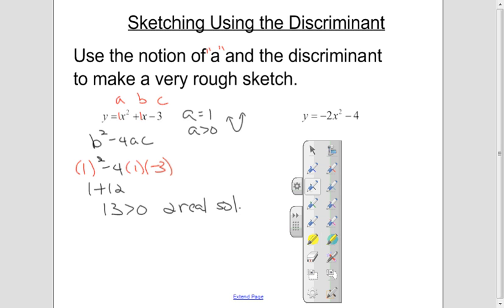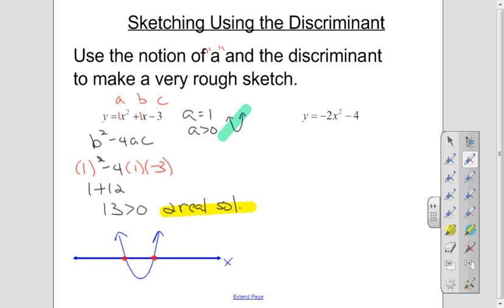Okay? So combining these two real solutions with understanding that the graph is that shape, my very rough sketch here is just going to say, if this was the x-axis, I'm in fact going to get an upward opening parabola that has two real roots. So I should see a sketch where there's two intersections.